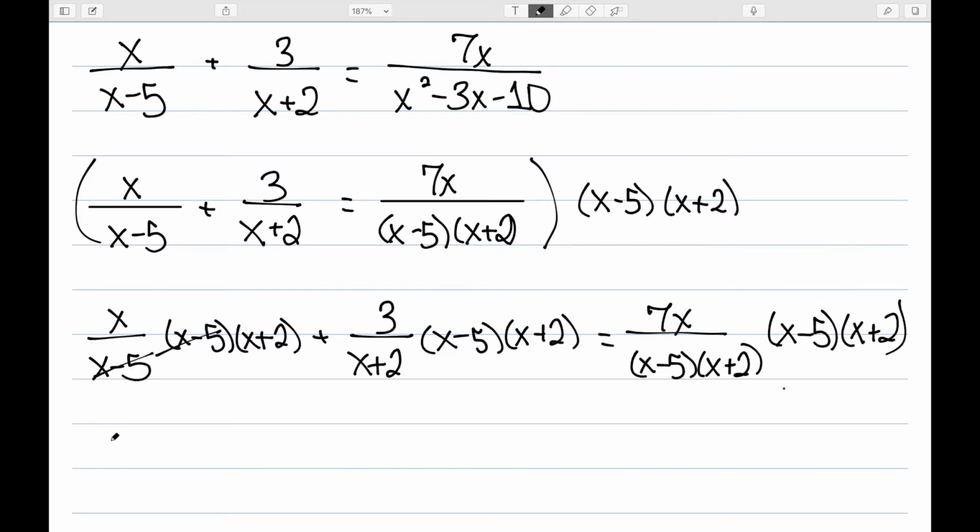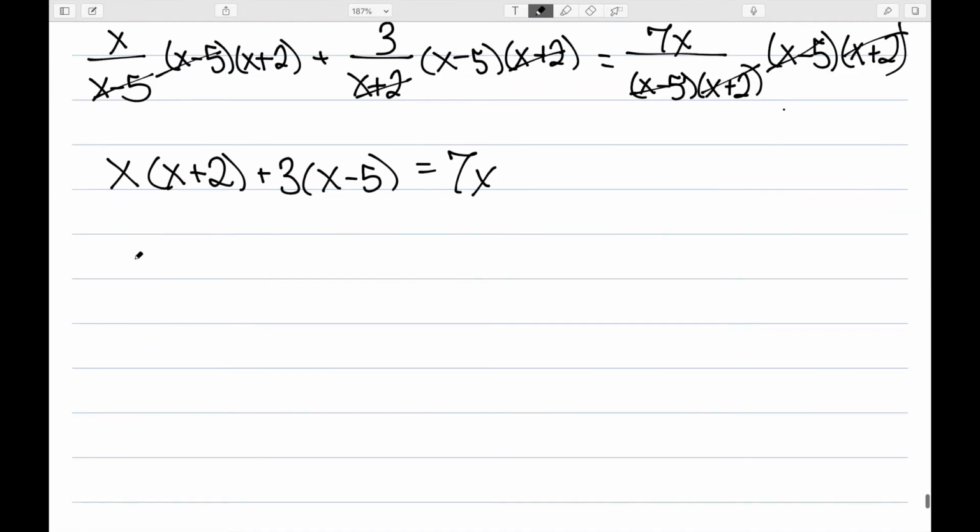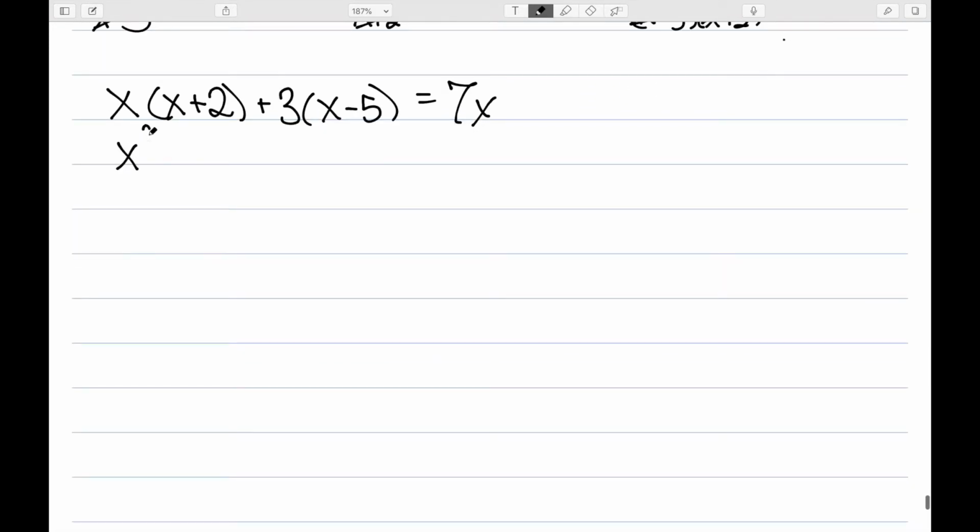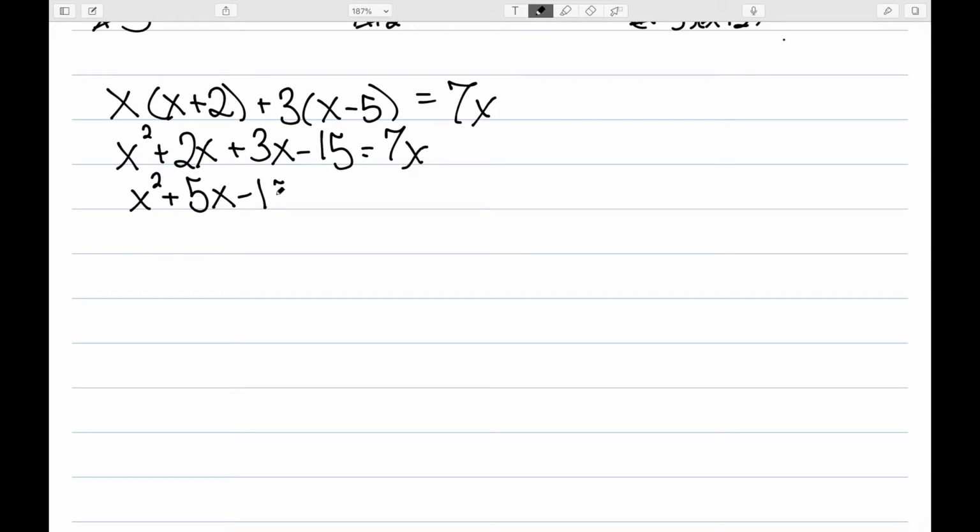Here the x minus 5's cancel. I'm left with x times x plus 2. Here the x plus 2's cancel. I'm left with 3 times x minus 5. And over here, the x minus 5's and the x plus 2's cancel, and I'm left with 7x. Distributing, we have x squared plus 2x plus 3x minus 15 equal to 7x. This means x squared plus 5x minus 15 is equal to 7x. We can subtract 7x from both sides to get x squared minus 2x minus 15 equal to 0.